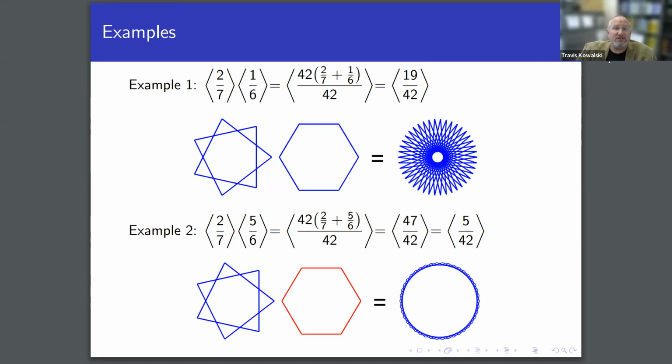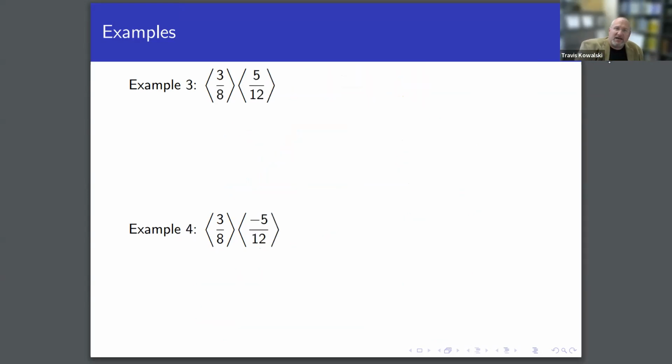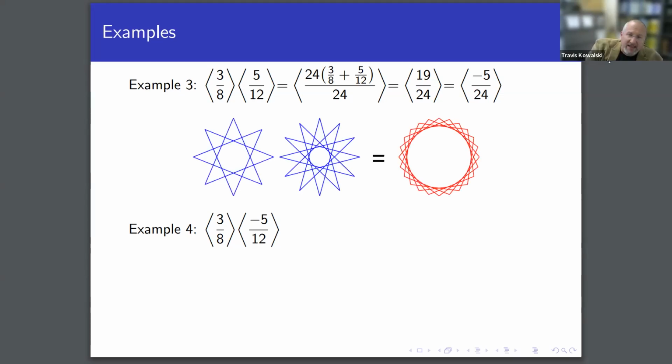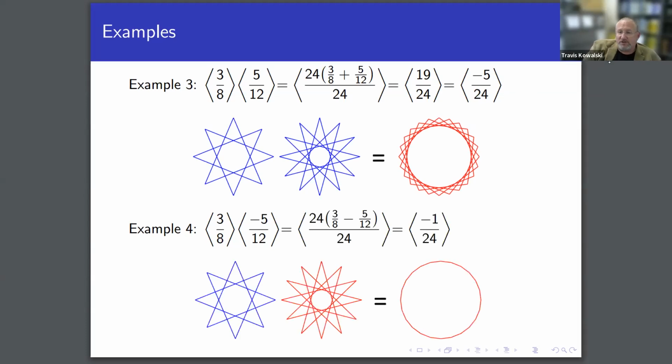And the point of this example is it shows you why orientation matters. If I didn't ascribe an orientation to it, there'd be two possible outcomes. Two more examples: the 3/8 star and the 5/12 star will combine to get me the negative 5/24 star, which is illustrated below. And the 3/8 star and the negative 5/12 star, when combined, yield the negative 1/24 star, also shown below. The point of these two examples right here is to show you that the orientation of the combination is not easily computable from the orientations of the two stars we put together.